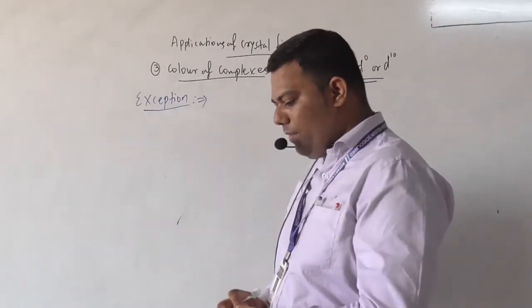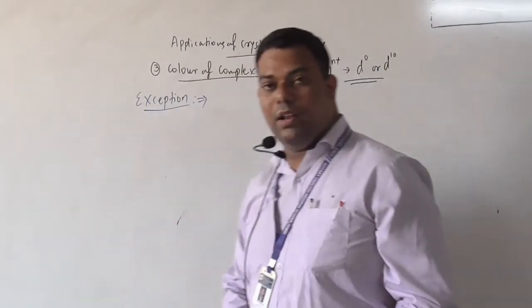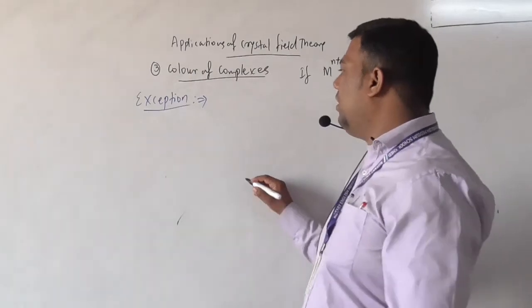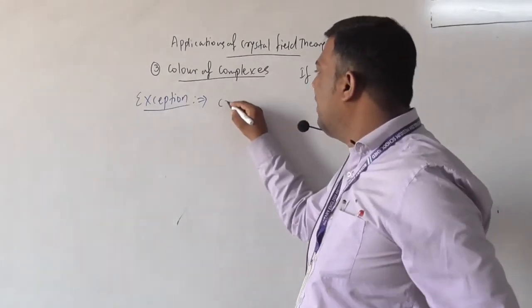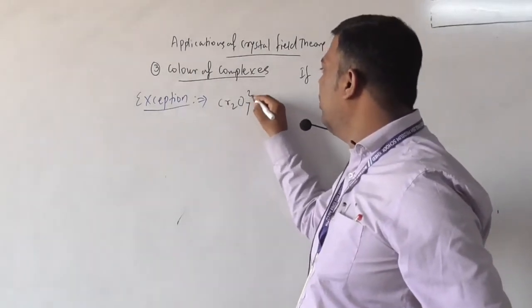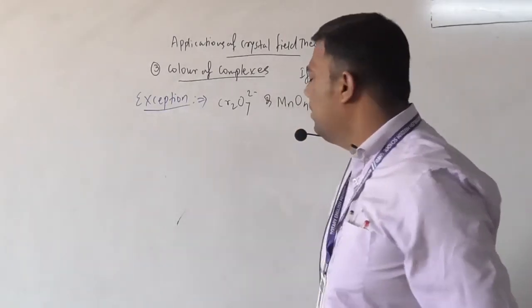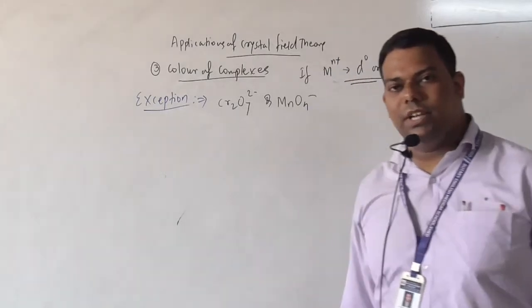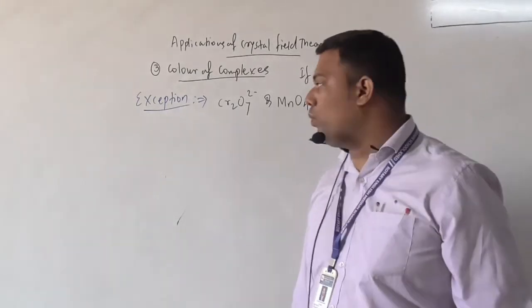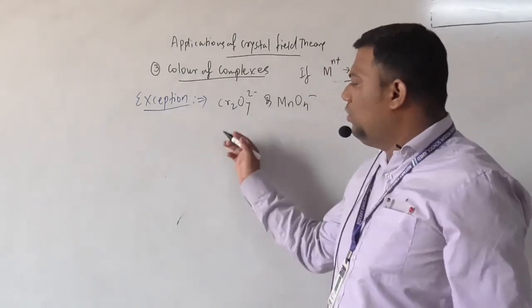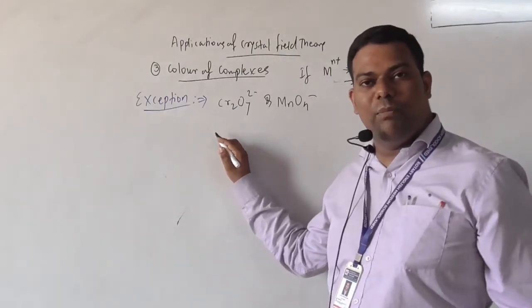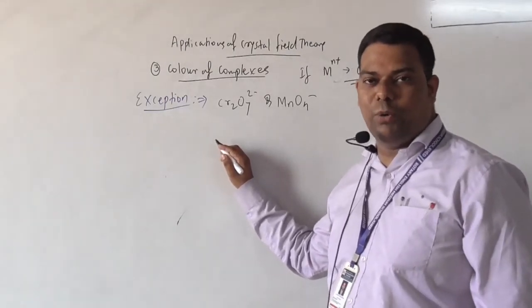You know very well the dichromate ion Cr2O7 2- and the permanganate ion MnO4-. This thing you know, in that you also studied oxidation number in the redox topic.